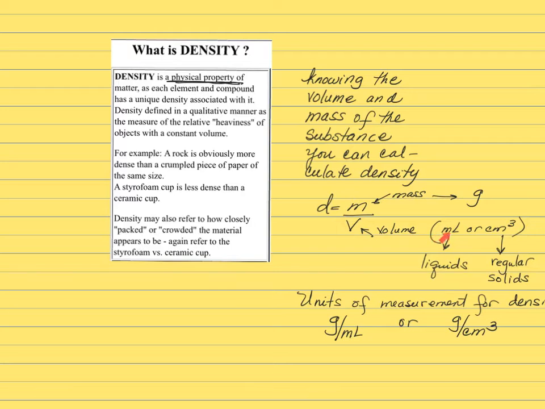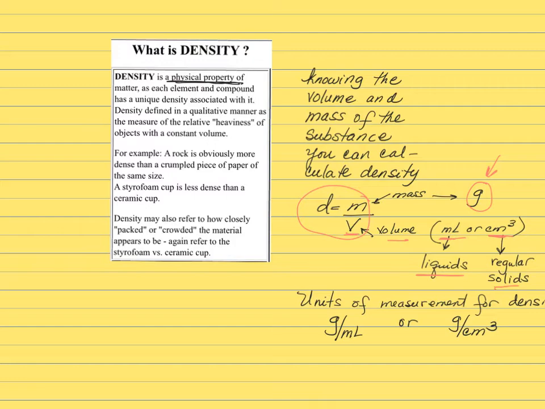How are you going to calculate density? You're going to divide the mass by the volume. Mass is always going to be expressed in grams. Volume, if you have a liquid, is going to be expressed in milliliters; if you have a regular solid, in cubic centimeters; and with an irregular solid, you use the water displacement technique, expressed in milliliters. What is the unit of measurement for density? Grams over milliliter or grams over cubic centimeter.